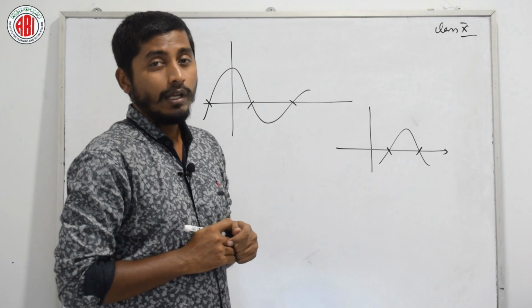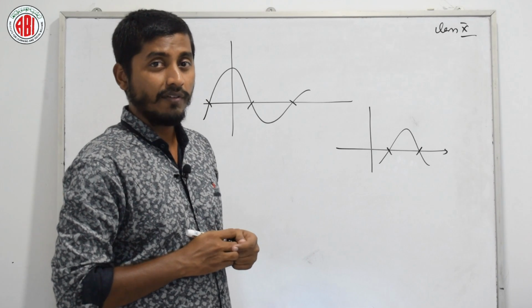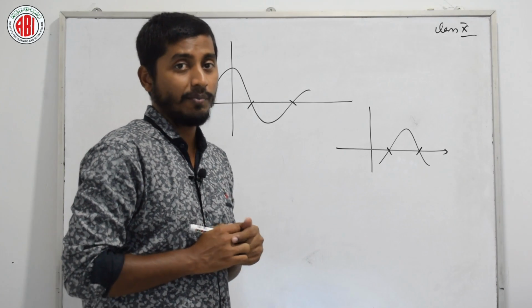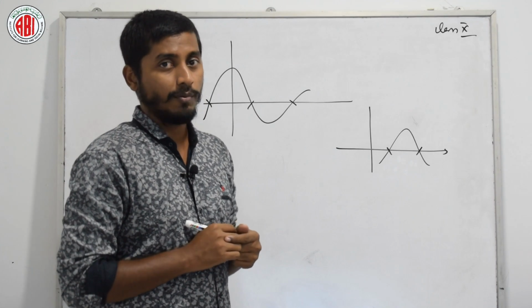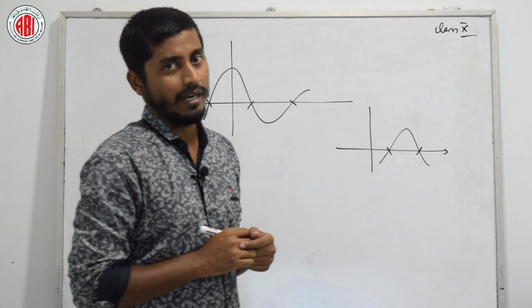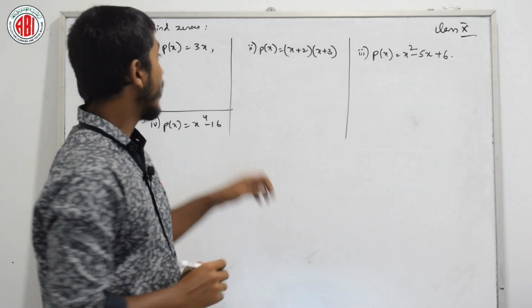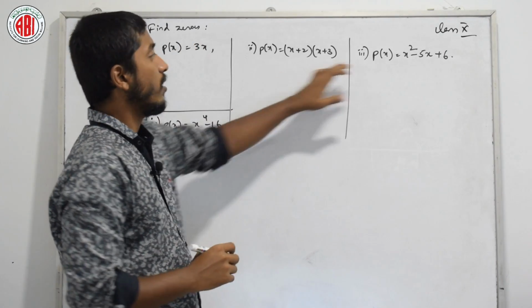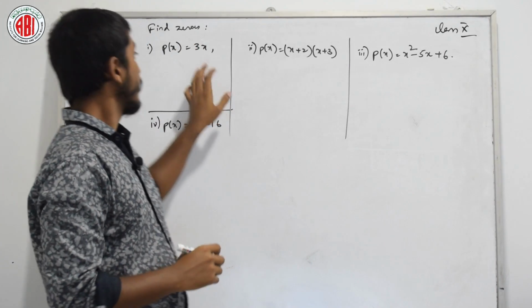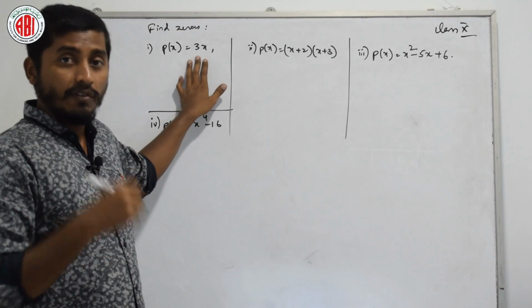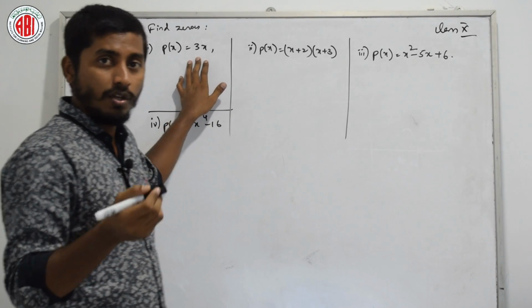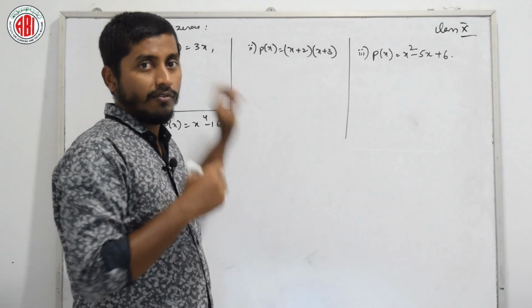Now let us find the zeros of a given polynomial and check whether the given points are zeros of a polynomial or not. Let us solve them. Here they are asking us to find the zeros of all these polynomials. See here, how do we find the zeros? We will equate the polynomial to 0. At which point do we get zero? We have to find it out.